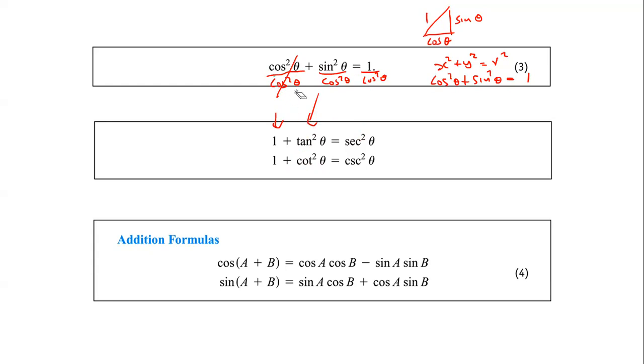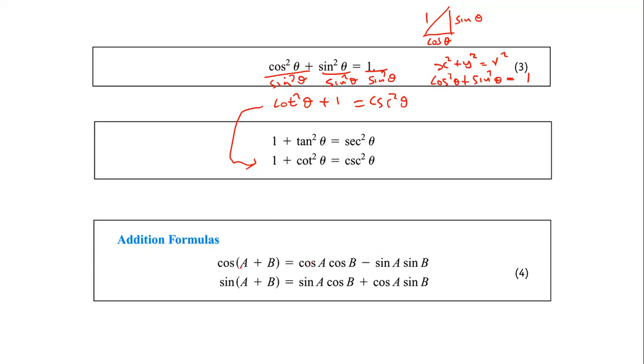If I want to prove the other one, all I have to do is divide by what? Divide by sine or cosine? Divide by sine square theta, right? This is going to give me cot square theta, right? And this is going to give me 1, and this is going to give me what? Right? This is basically the same as this, right? Yes? Yeah. Okay.